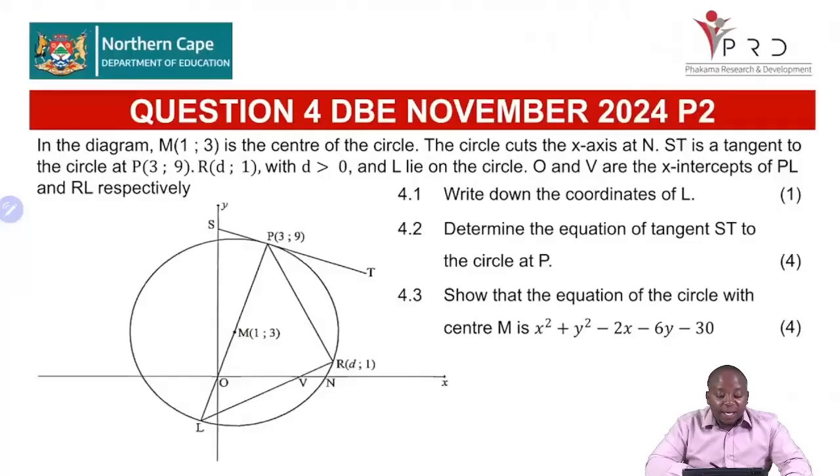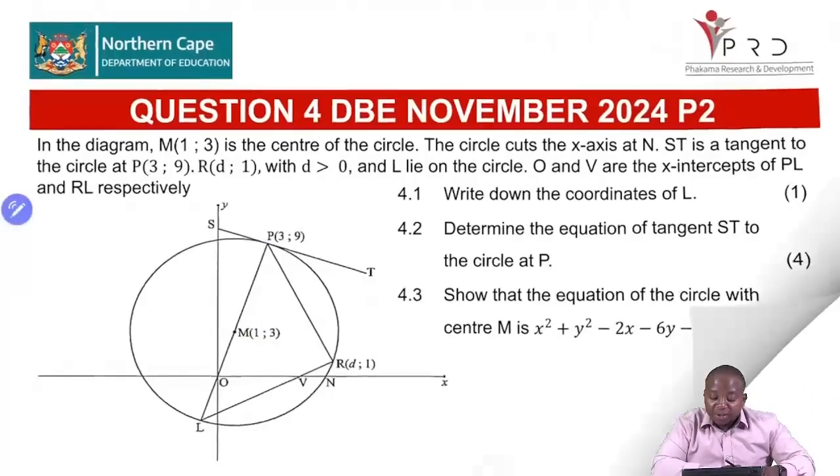Question 4 is as follows. In the diagram, the coordinates of M are (1; 3), and M is the center of the circle. The circle touches the x-axis at N. ST is the tangent to the circle at P. The coordinates of R are (D; 1), with D greater than 0, and L lies on the circle. O and V are the x-intercepts of PL and RL respectively. Write down the coordinates of L.